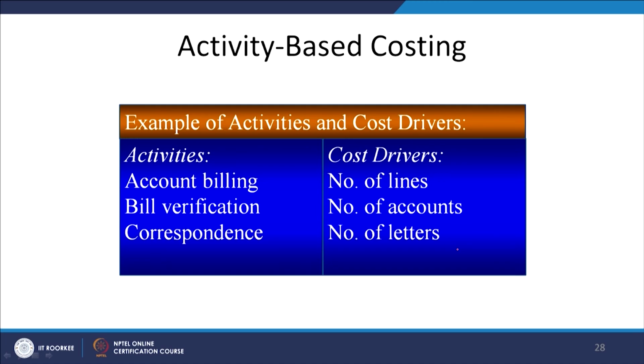Now, here I am giving you some examples. Activity based costing, when you implement, you talk about all these things, and in this case we have some examples of your activities and the cost drivers. Here activities are accounts billing and number of lines, meaning how many products we are manufacturing, and how many bills we have to issue, the different types of billings. That person is a permanent employee, he is getting his salary, he issues maybe 20 bills or 200 bills in a day, he is going to be paid at the fixed rate.